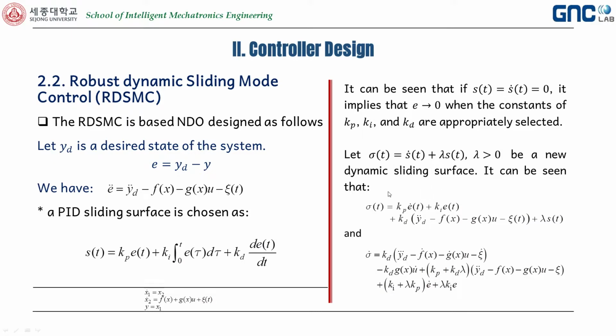It can be seen that sigma is equal to this formula. We can then compute to obtain this formula, and take the derivative of sigma. We have sigma dot equal to this formula.